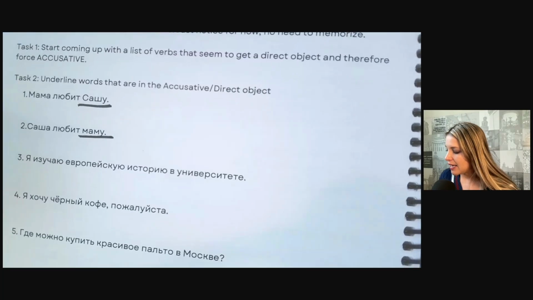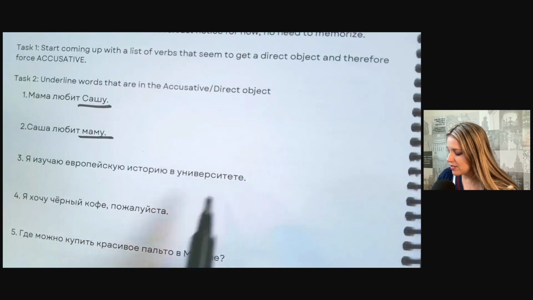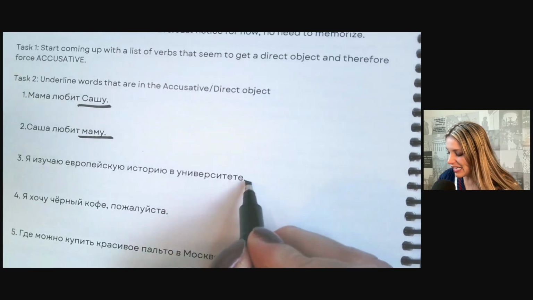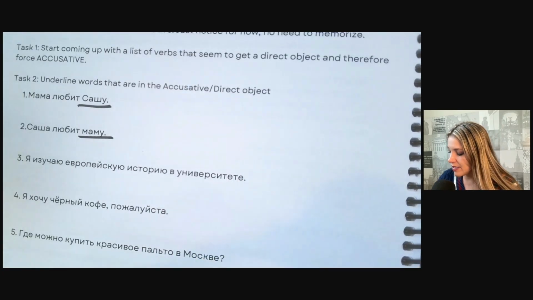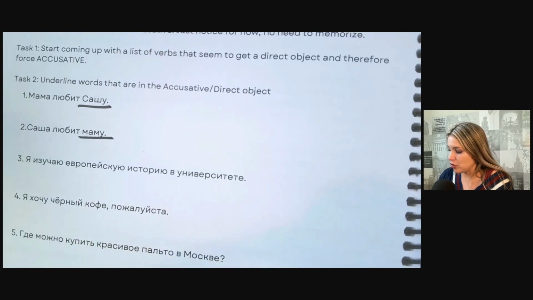Next one. Я изучаю европейскую историю в университете. Okay, so let's look at университете. Is that an accusative case? No, that doesn't look very accusative case. Well, is it a direct object? Are you doing something to the university? Are you loving it? Are you looking at it? No, you're in it. So the second we put a preposition in there, it's going to change things, okay? So that's in prepositional case.